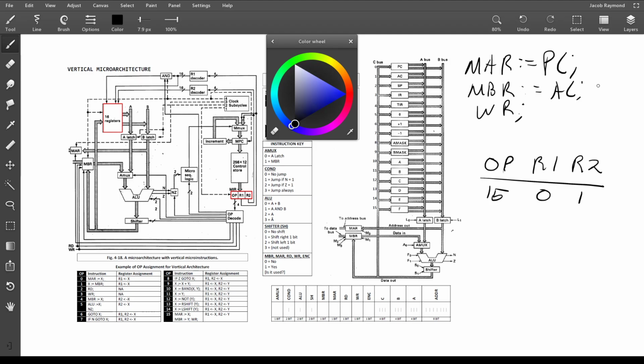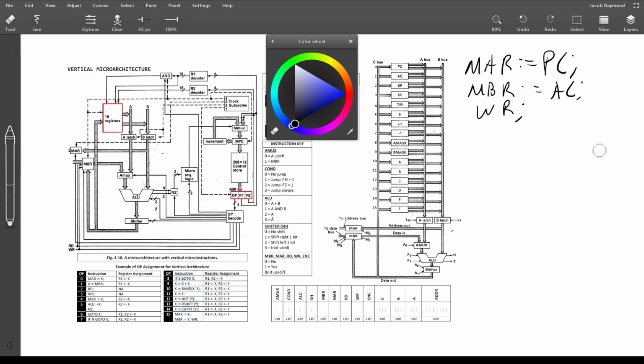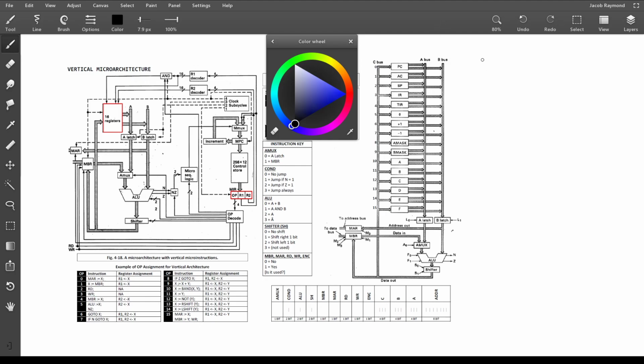All right, I'll go on to F, which does get a bit more difficult because we do have to split it up into multiple instructions. So we have TIR equals left shift IR plus IR, and then if N go to 0.